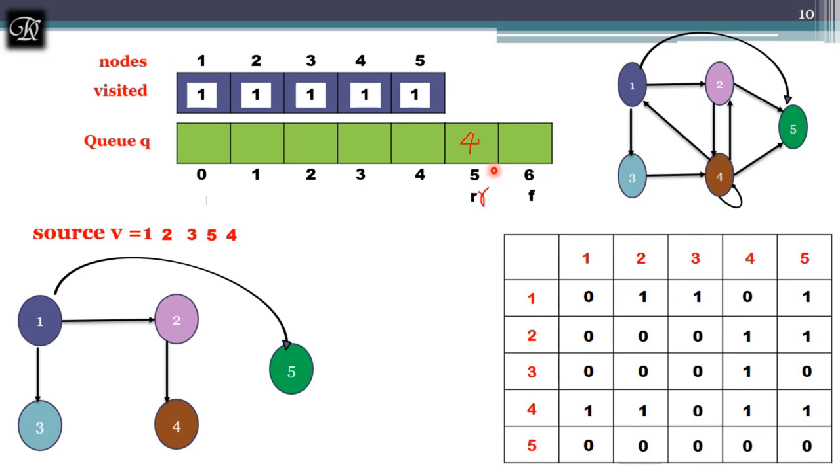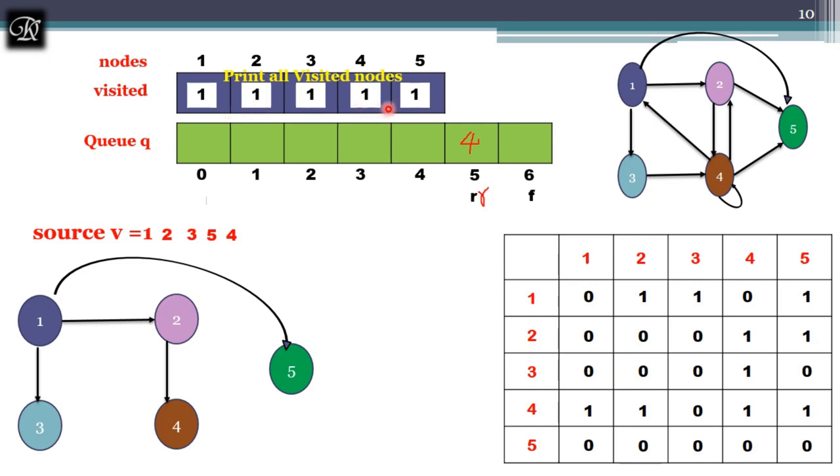And what was the condition? Front should be less than or equal to R, but here the condition has failed and this is going to come out of the recursive function. Now we can check, I have all the visited nodes over here from the source 1. From the source 1 I have started, and I have all the visited nodes over here.